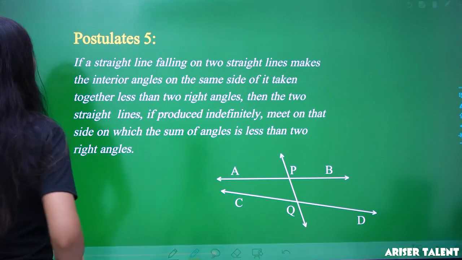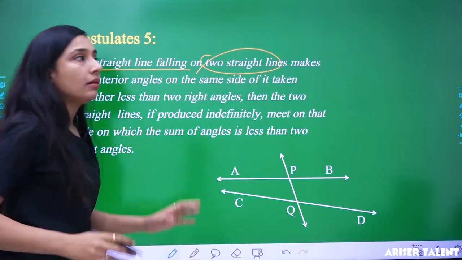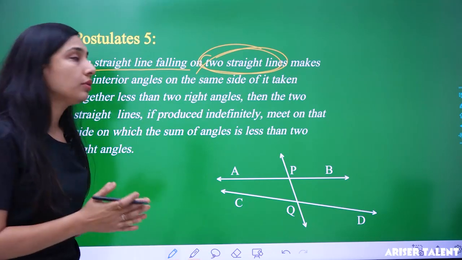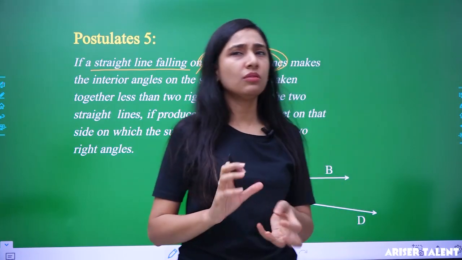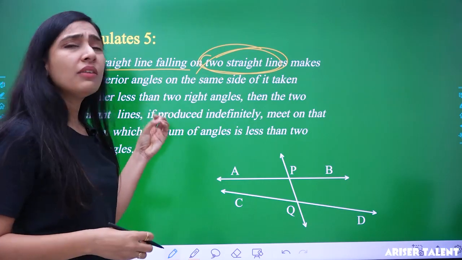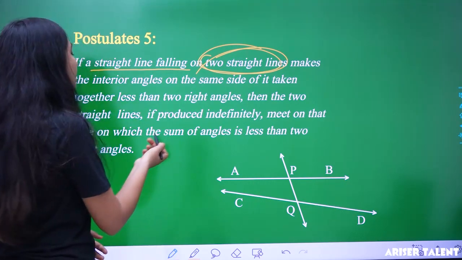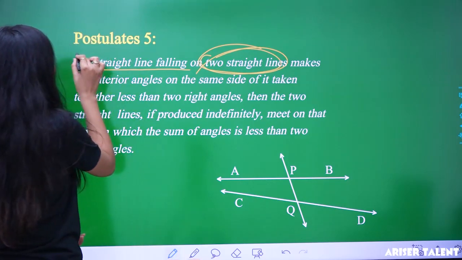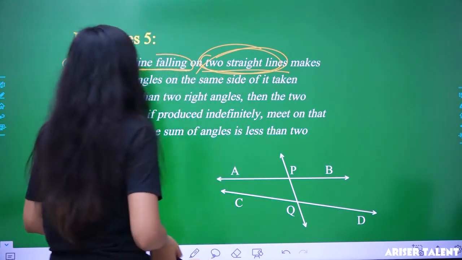Then postulate 5: if a straight line falling on two straight lines... and again I am telling you, this is a complex one, students. You have to understand it, because of the 5 postulates, only this one had some complexity in it. All the others are very, very easy, very simple, because they are obviously universal truths. By observation, you can also tell what Euclid said: if a straight line falling on two straight lines, okay.